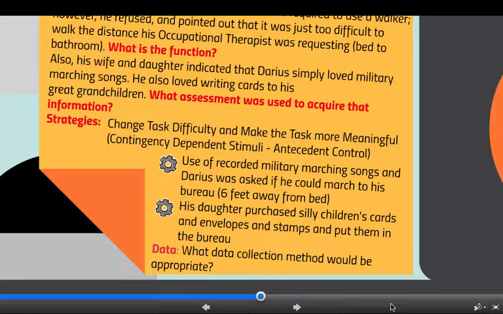But we also introduced something of great interest. We had his wife bring in recorded military marching songs. She brought them in on an iPhone, and we were able to play them off of the iPhone. At that point, we also talked with the daughter, and we had her purchase an entire stack of just silly children's cards and envelopes and stamps. And we had the daughter put them in the bureau, which was just about 6 feet away from his bed.